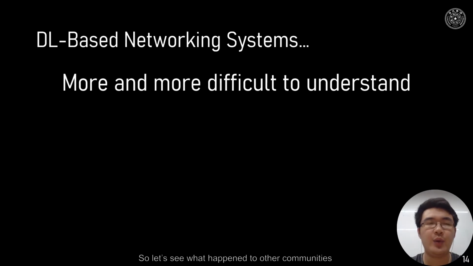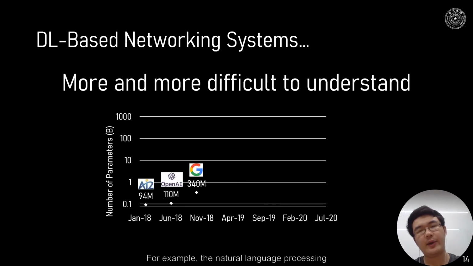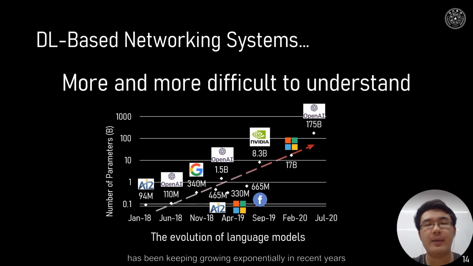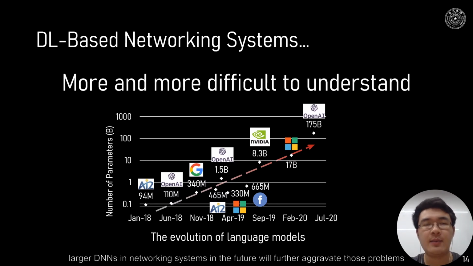So let's see what happened to other communities that are using deep learning earlier than us. For example, natural language processing. We can see that the number of parameters of language models has been growing exponentially in recent years, from millions of parameters to billions of parameters. And the recently released GPT-3 model even reached a surprising number of 175 billion parameters. With similar development from the other communities, larger DNNs in networking systems in the future will further aggravate those problems.